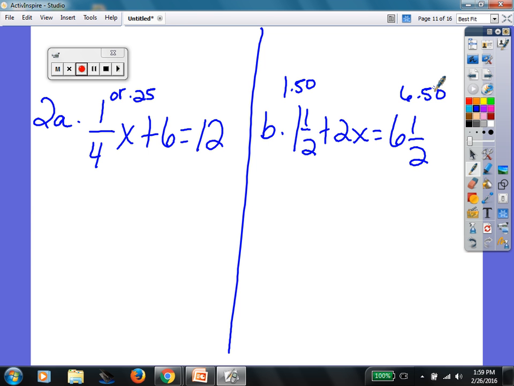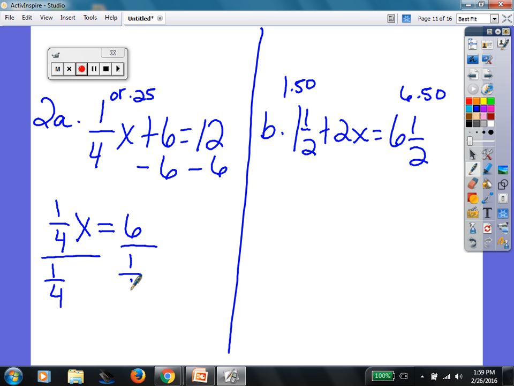Alright, so I'm going to subtract the 6 over from both sides. I'm going to start with my whole number, leaving me with 1/4 x equals 12 minus 6 is 6. Okay? This is multiplication. I'm going to still divide by 1/4 on each side, and that is going to leave me with x equals 24. Okay? Remember, whenever you divide by a fraction, you are actually multiplying. Remember that. That's a learned skill already.